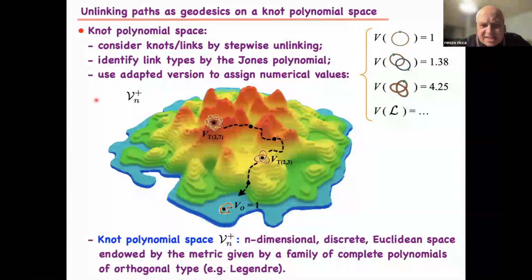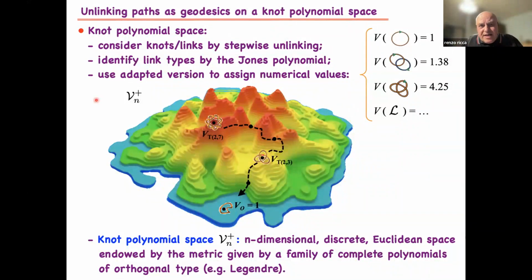So the polynomial space is defined as an n-dimensional Euclidean space, made by discrete numbers, endowed with a metric, and we need the metric, so we need a distance, we need orthogonality. So we went for a family of complete polynomials of orthogonal type. So you take these polynomials from well-known PDEs or ODEs, for example, Legendre, and then these are polynomials that form a complete set, and they are also orthogonal. Oh, you make them orthogonal.